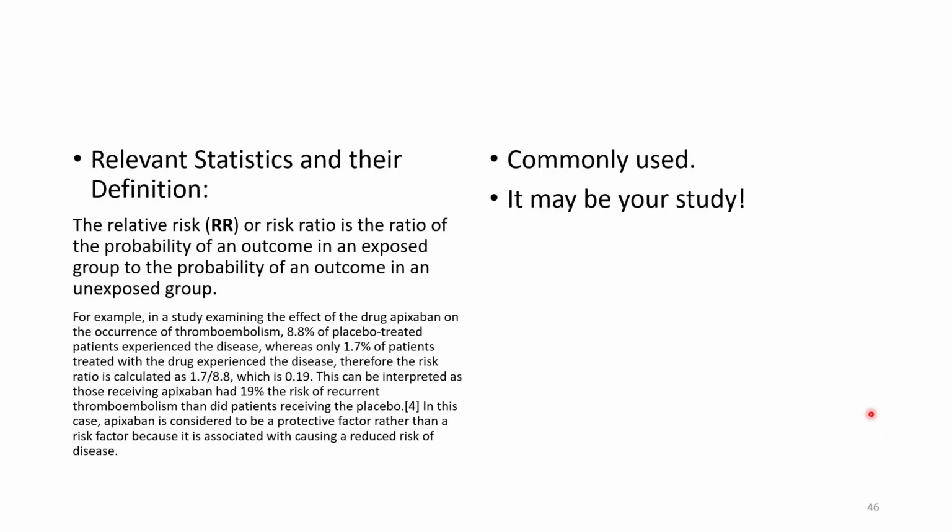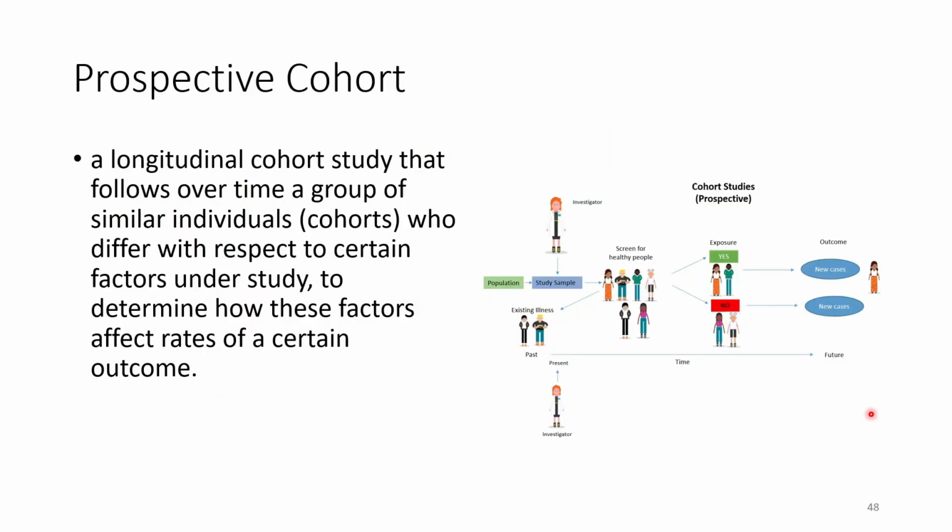While prospective cohorts, these are where you start from today. So today, I come to the hospital, I'm in the clinic. Are you a smoker? Are you not? I'm going to follow these patients divided by exposure. Some are exposed, some are not, for 10 years down the road. So we started in 2024. I'm following these patients up to 2034 to see who have developed lung cancer and who did not. So this is the difference.